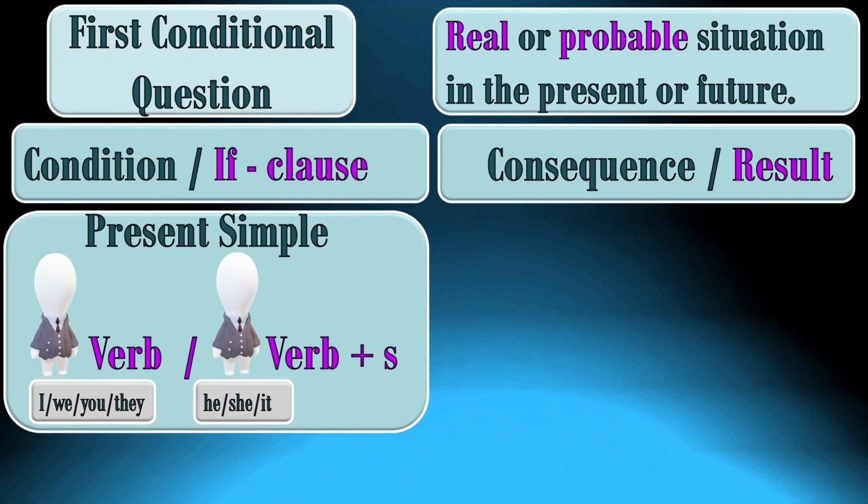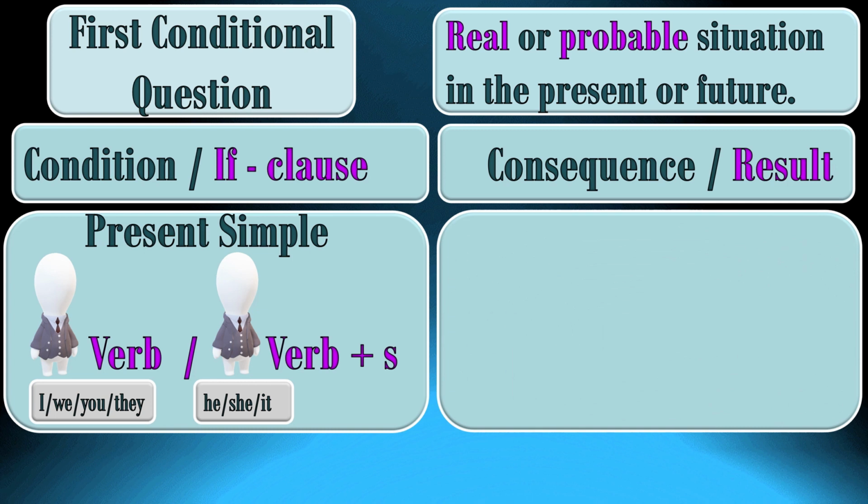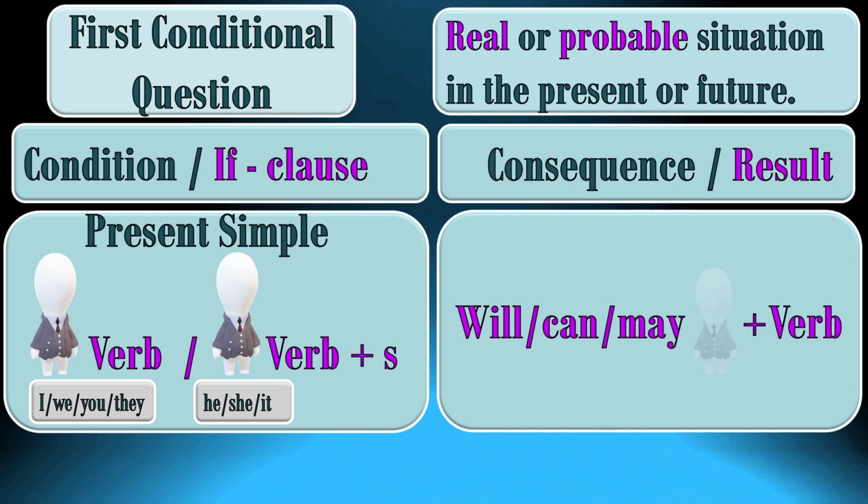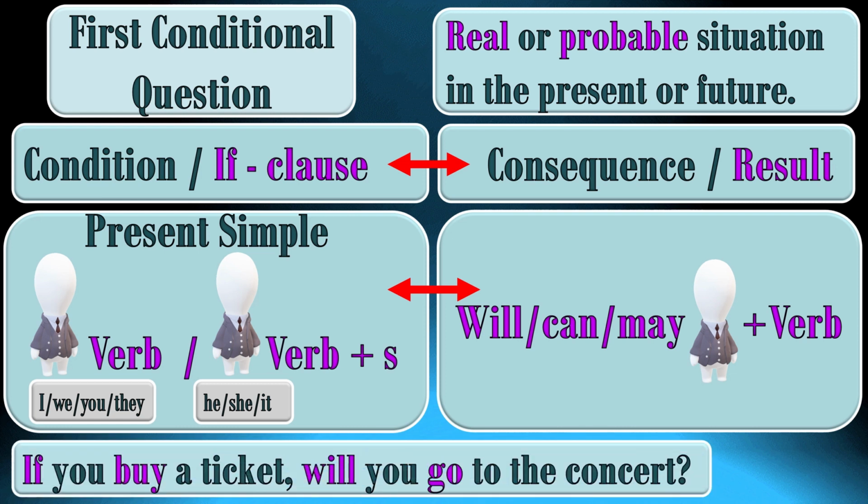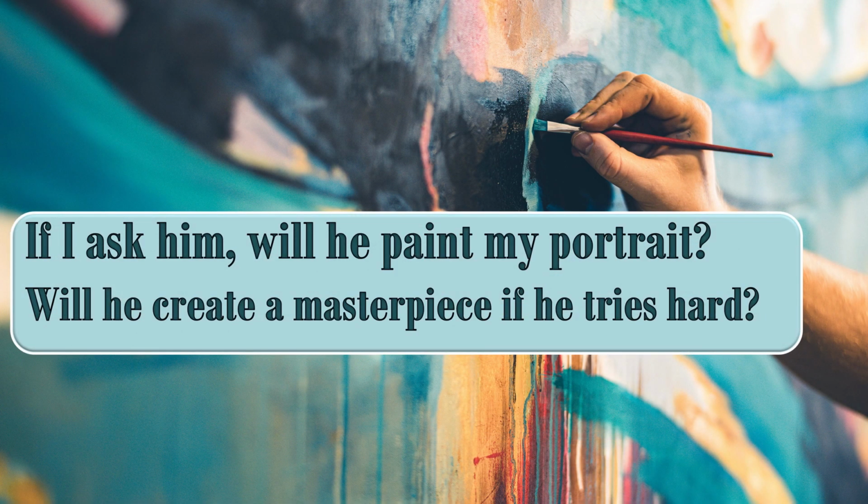To ask a question about a real or probable situation in the present or future, we need to change word order in the consequence clause. We start with an auxiliary, will, can or may, add a subject and the verb. Of course, we can start our sentence with a consequence and then add a condition. If you buy a ticket, will you go to the concert? If I ask him, will he paint my portrait?